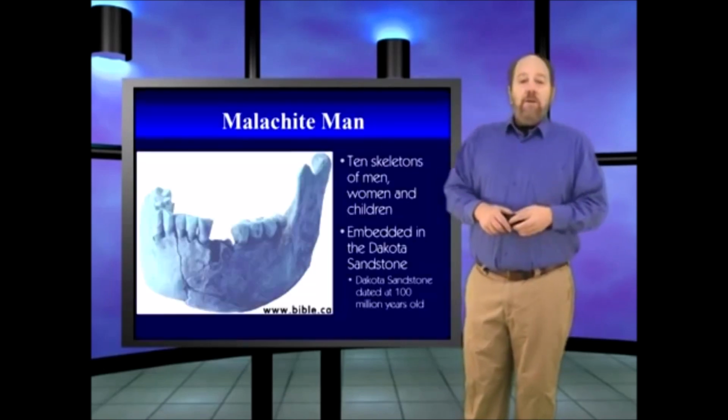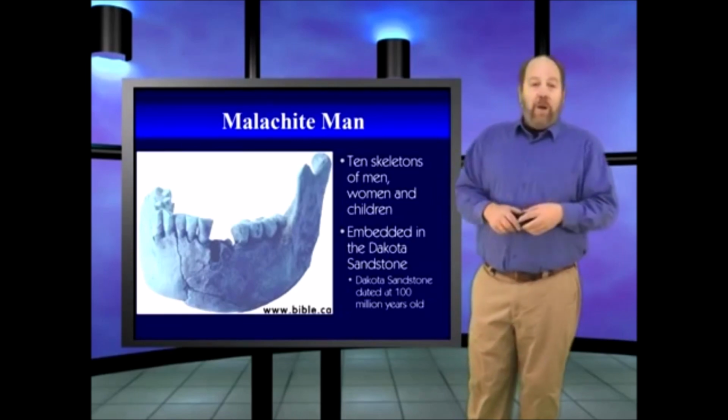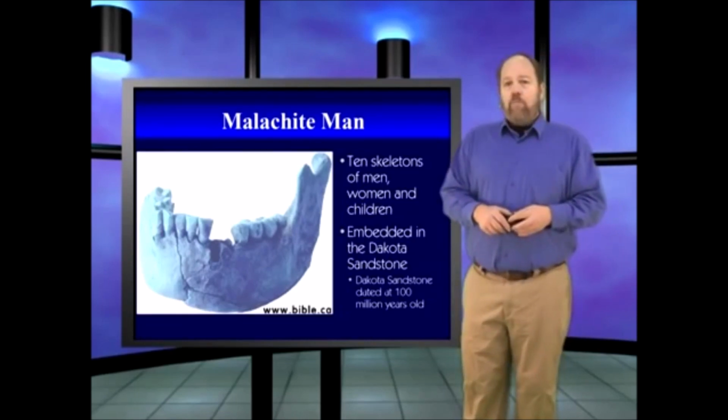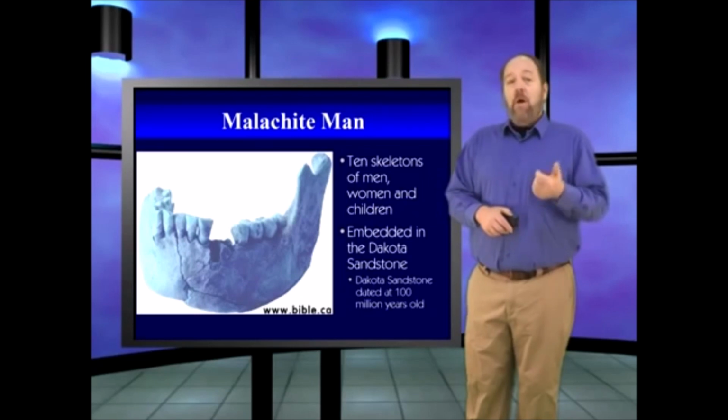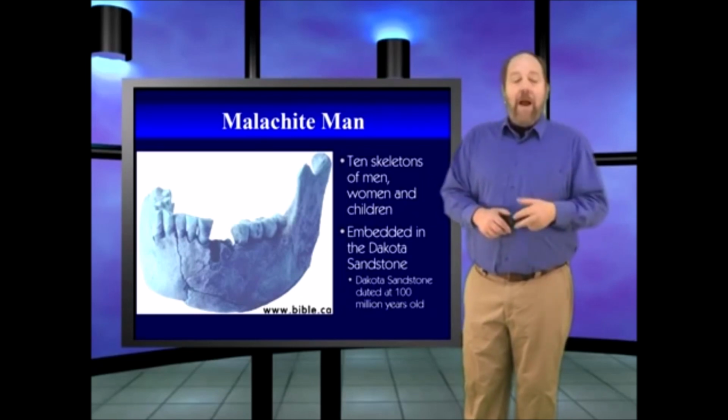The operator, who had been working there for many years, estimated he had removed some 50 feet or 15 meters of solid, hard sandstone by the time he had gotten down to the level of the skeletons. The skeletons had been stained blue and green by the minerals in the rock. 10 skeletons of men, women, and children were found.